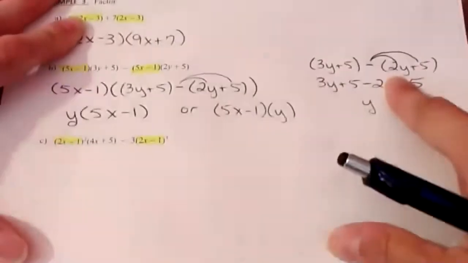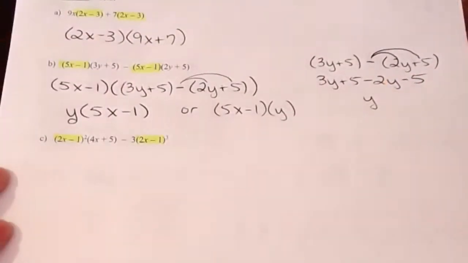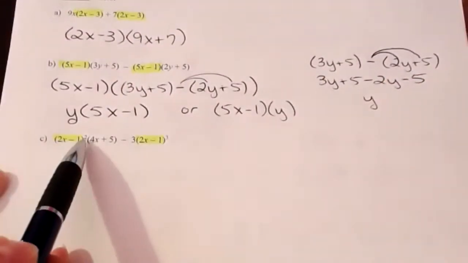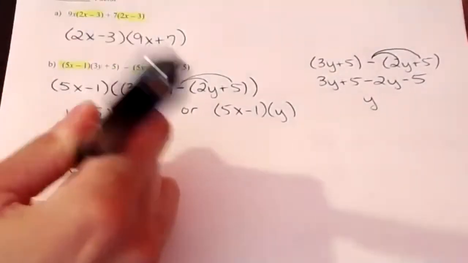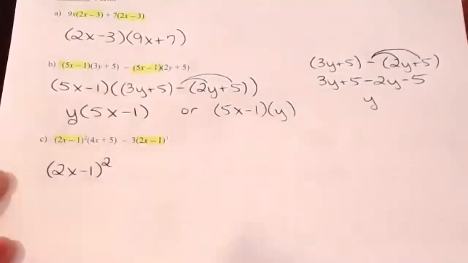We're going to do the same thing for this particular polynomial. Notice the smallest power is 2. So I'm going to factor out as my GCF 2x minus 1 squared.